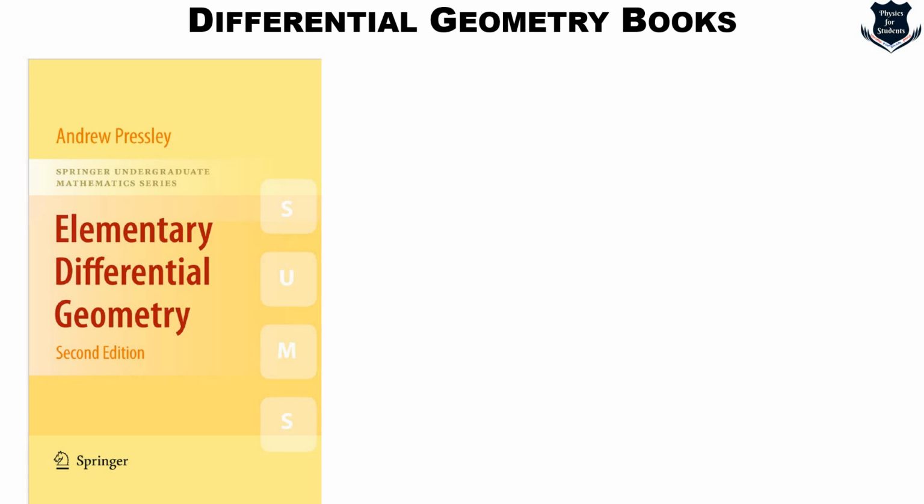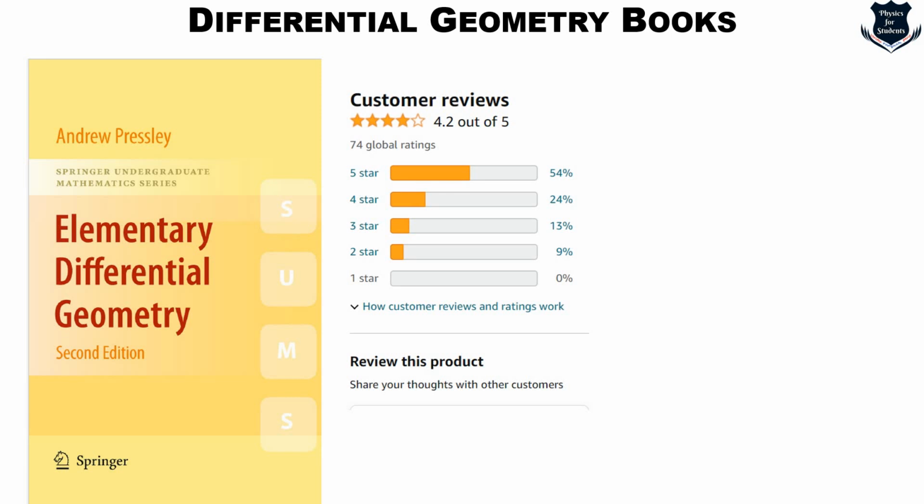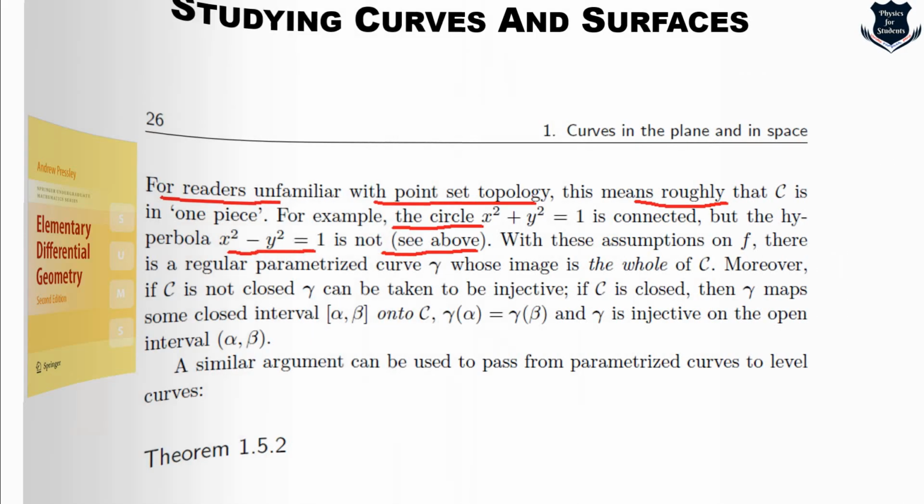The second book would be my favorite, I would say, Andrew Pressley's Elementary Differential Geometry. I think I have talked about this book in my last year's video. Customer rating is around 24%. And for a standalone course in differential geometry, this is one of the clearest and most accessible texts. That means not much difficult complex mathematics is given.